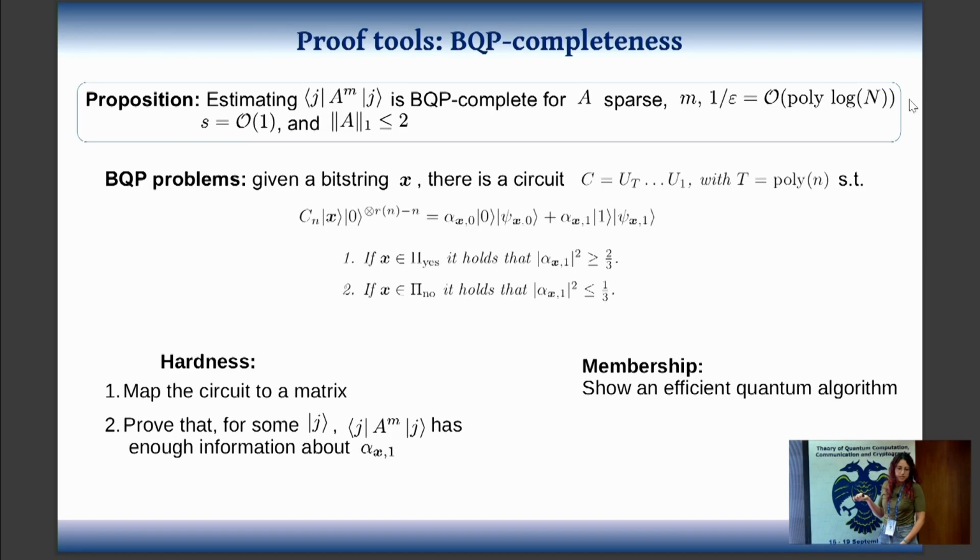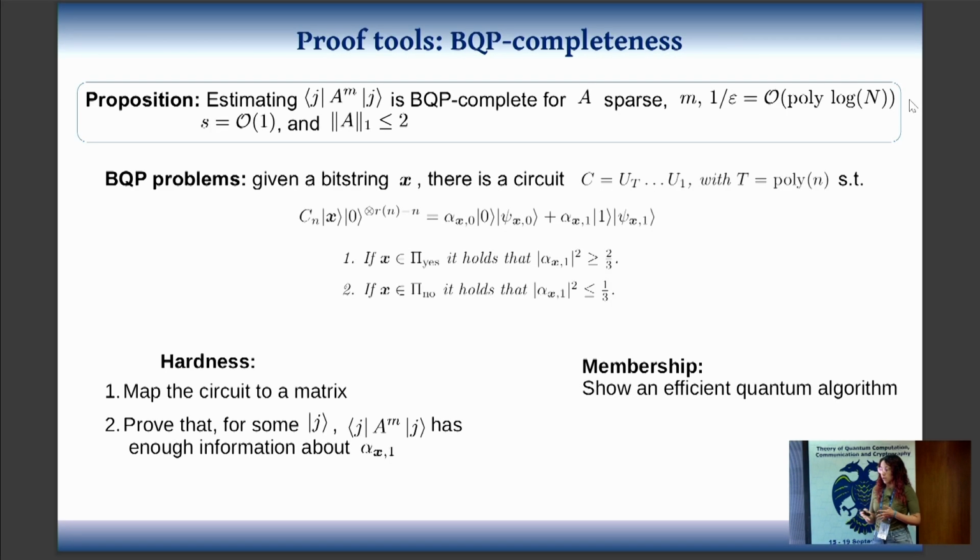And now an example of how the BQP completeness proofs go. Let's consider again an example. We want to estimate the matrix entry of a monomial of a matrix. We want to prove that this is BQP complete if A is sparse with a sparsity constant of order 1, and if the precision and the degree of the monomial are both polylog in the dimension, with this condition on the one norm of the matrix.